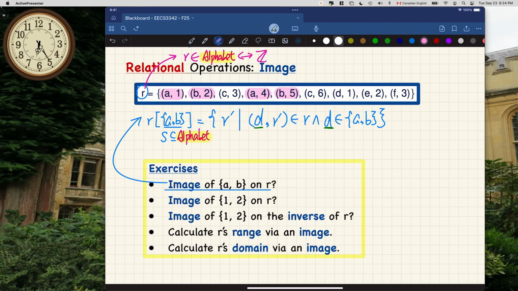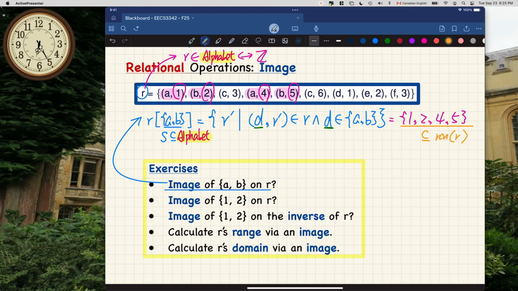That's it. But we don't collect the whole pair. We collect just the second elements. So we only collect 1, 2, 4, and 5. The answer here is always a subset of the range of R. All right?